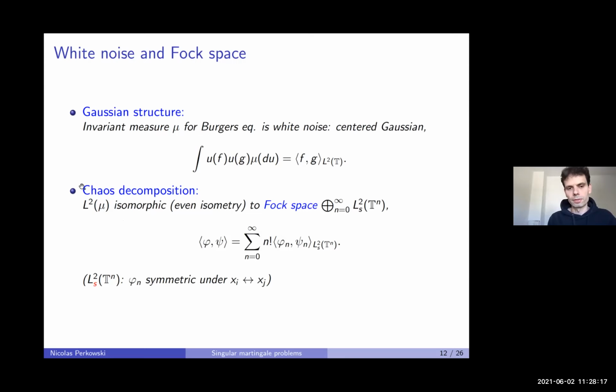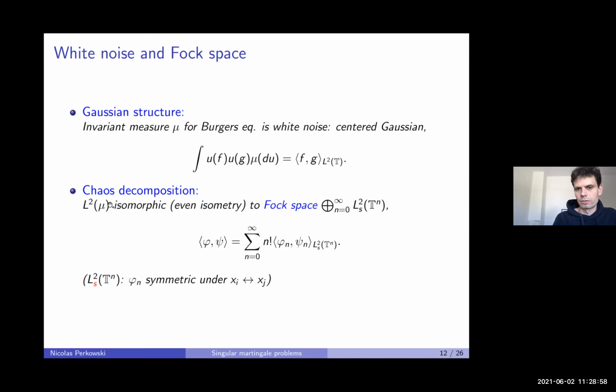Here we go from an infinite dimensional function space to a sequence of finite dimensional function spaces. And what is the sequence of finite dimensional function spaces? Well, this is the Fock space. So infinite direct sum of L2 over the n-dimensional torus. So the nth factor here has the n-dimensional torus as an input. And the only subtlety is that we have to take symmetric functions. So we look at functions of n arguments whose value should not change if we replace two of the arguments.